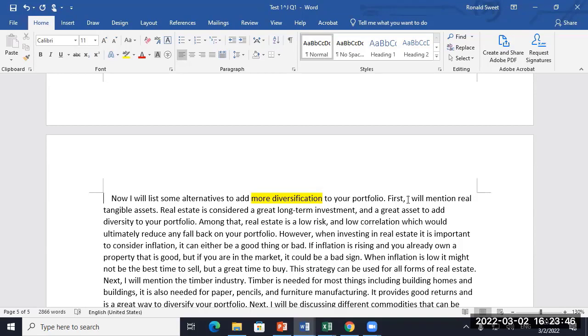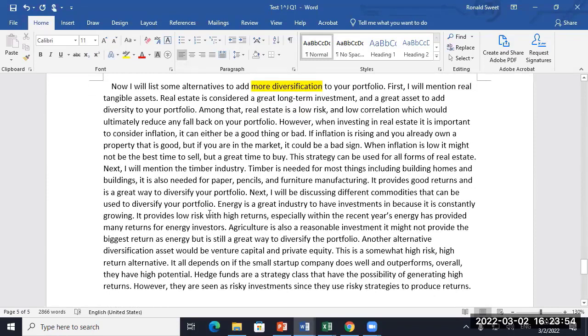First, I'm going to start with real assets. So she has that. First, I will mention real tangible assets, and then she starts off with real estate. So she'd probably get her credit for the inflation because she talks about inflation there with the real estate. So she has it in there. It just might fit better in the intro. Timber.